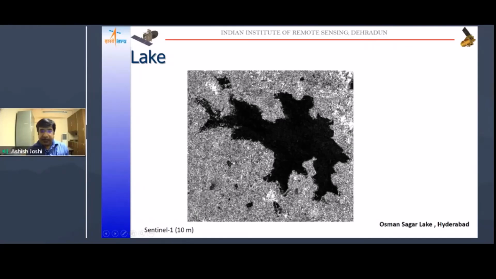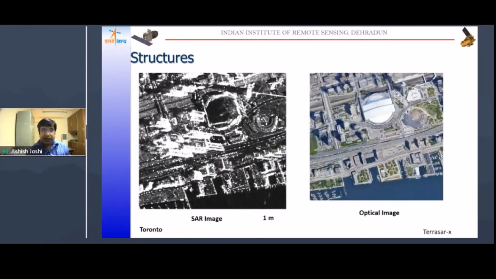Osman Sagar Lake, Hyderabad, Sentinel-1 image. You can see the structures. This is very high resolution, 1 meter resolution. So this is the optical image, and this is the TerraSAR image. You can see that due to the geometry, layover and shadow, the structures are not appearing like that. You can see some of the structures we have to see. Okay, how much is the look angle? Due to the look angle, the geometrical distortions are in the images.